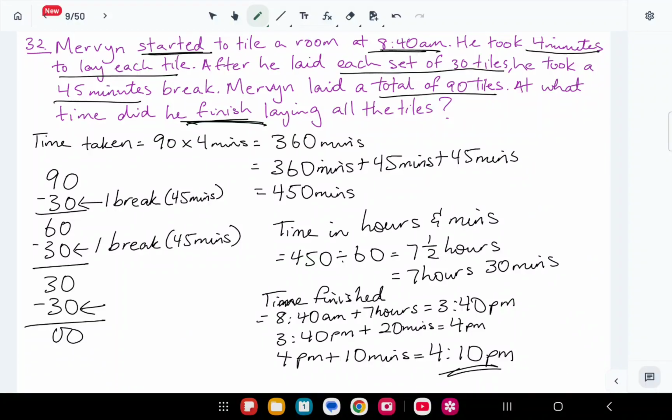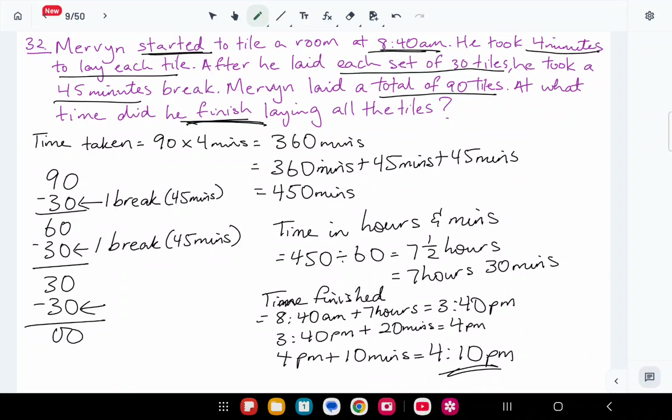Alright, so again, Mervyn started to tile a room at 8:40 a.m. He took 4 minutes to lay each tile. After he laid each set of 30 tiles, he took a 45 minutes break. Mervyn laid a total of 90 tiles. At what time did he finish laying all the tiles?